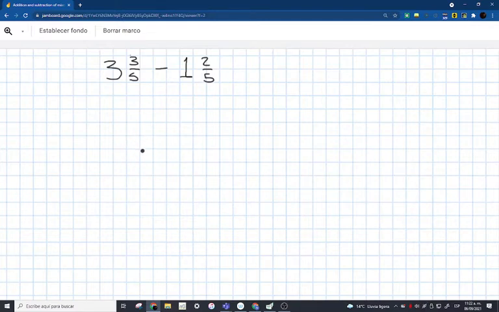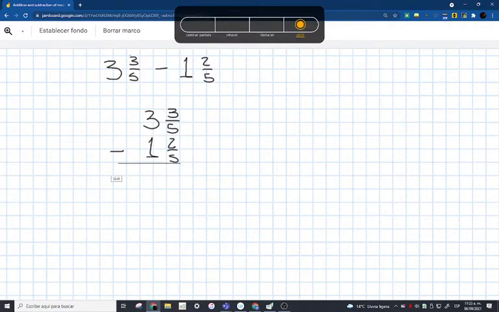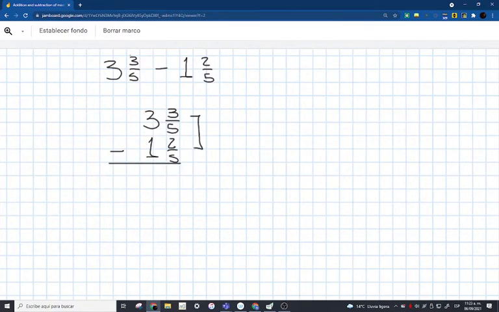The same as in the addition. We write the numbers one over the other, like a subtraction, and we start from the right. So, what happens here? 3/5 minus 2/5. That is basically 1/5. So, you write it, and you continue. 3 minus 1 is 2. The result is 2 and 1/5.